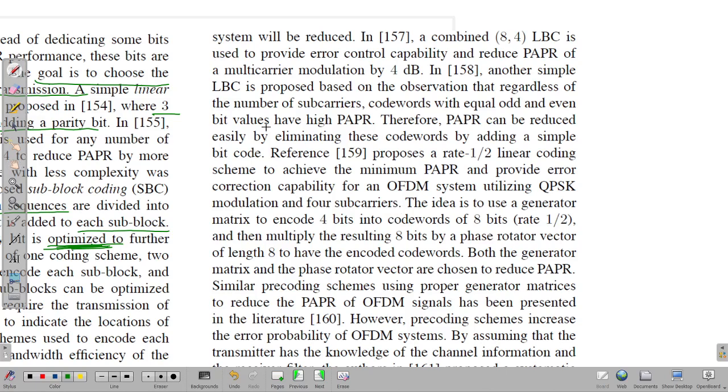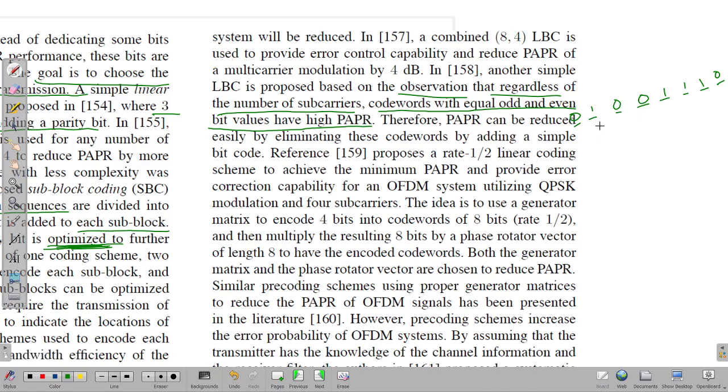One of the interesting things which I noticed is in one paper, okay, it was observed that regardless of the number of subcarriers, code words with equal odd and even bit values have high PAPR, which means if I have 8 subcarriers, 1 2 3 4 5 6 7 8, okay, if I have 8 subcarriers and I have almost the same number of zeros and ones, then it was observed that regardless of the number of subcarriers, if you have the same number of ones and zeros, it was observed that the PAPR is high.